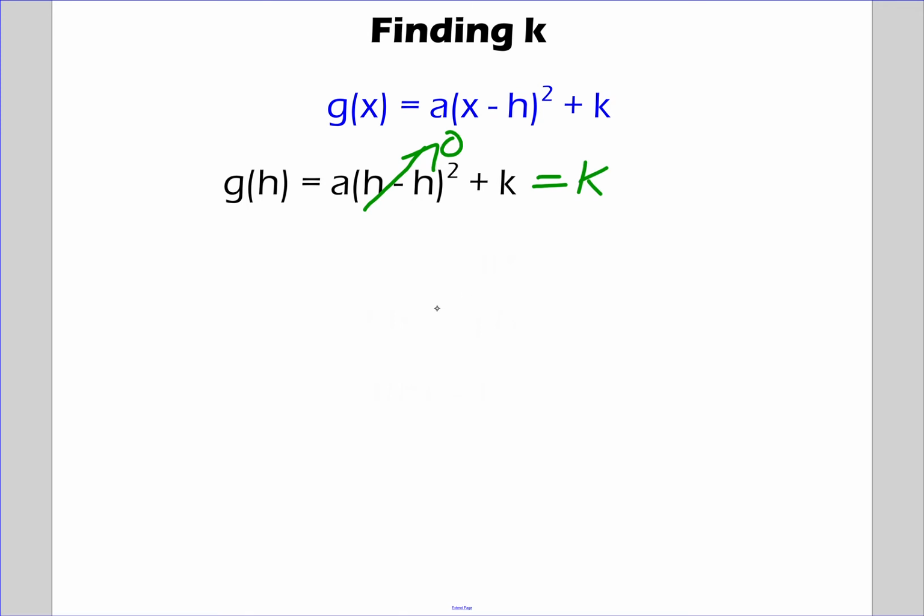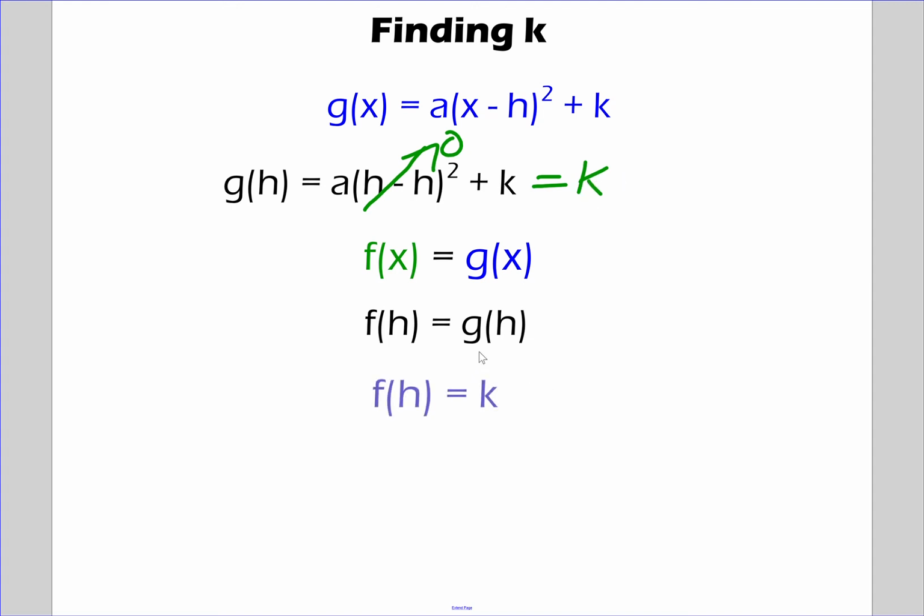Okay, so if we use this fact along with the fact that f is equal to g, it tells us that f of h should be equal to g of h, right? And since we know that g of h is just equal to k, it tells us that f of h should be equal to k as well.